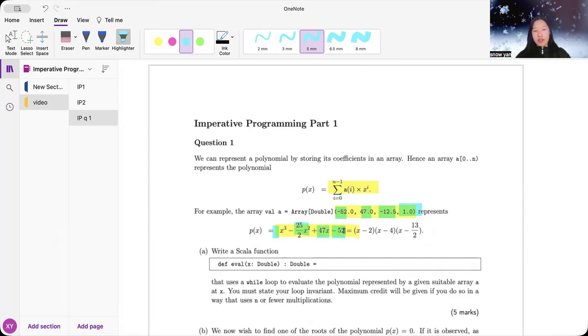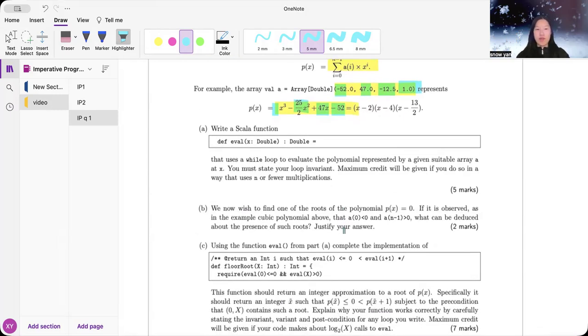Then we're asked in part A to write a scalar function evaluate that takes an x as a double and then returns a double, that uses a while loop to evaluate the polynomial represented by the array. You must state your loop invariant. Max credit will be given if you do so in a way that uses n or fewer multiplications.